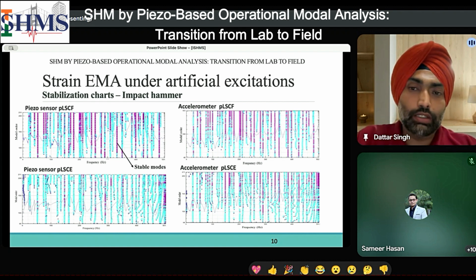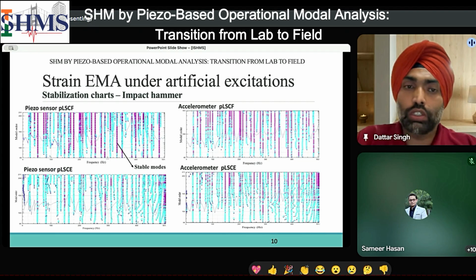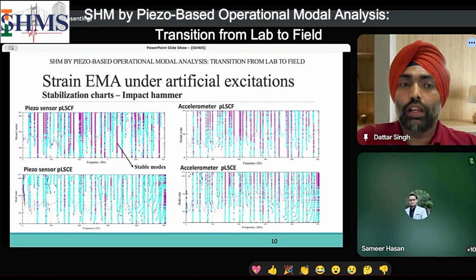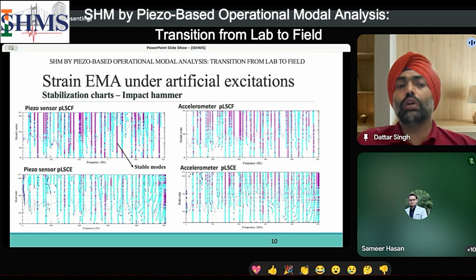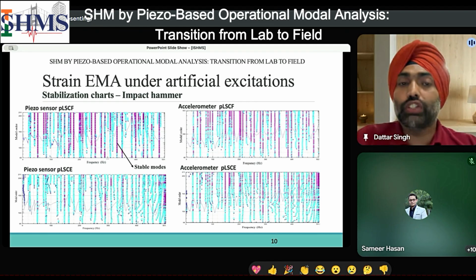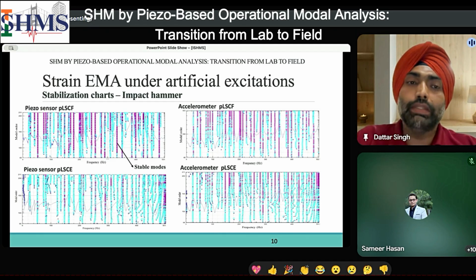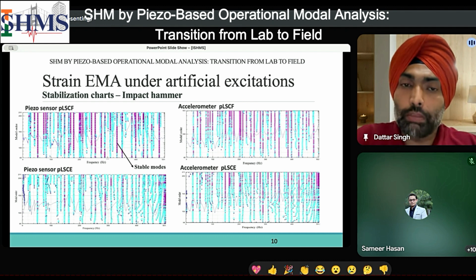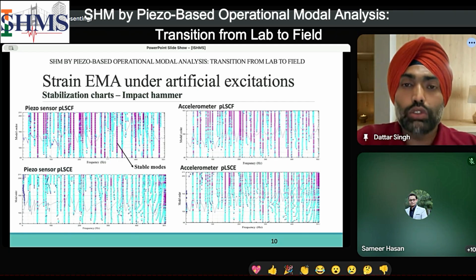In this chart, it seems congested, but it is easy to interpret. The blue dots correspond to the modes which are identified but which are not stable, and the pink dots correspond to the stable modes. So now, how do we differentiate between stable and unstable modes? That depends on what criteria have been set before the identification. In terms of modal parameters, we have modal frequencies, damping ratios, and mode shapes.